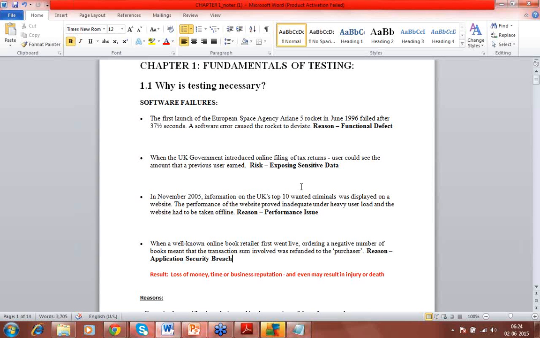The other thing is when the UK government introduced online filing of tax returns. Nowadays, in almost all countries, we have this facility, but we're talking about a situation way back when the UK introduced online filing of tax returns. A user could see the amount that a previous user earned. This is one of the common problems in most web applications, where software testers have to be very careful.